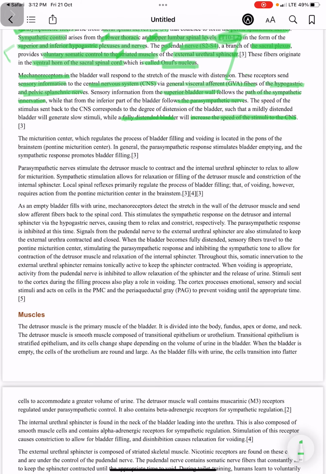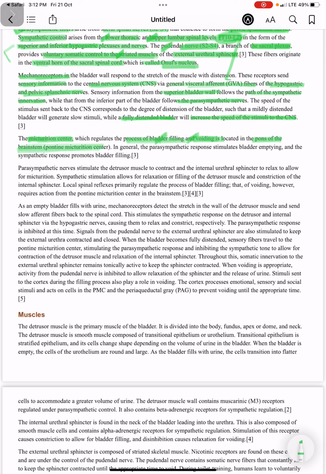The micturition center, which regulates the process of bladder filling and voiding, is located in the pons of the brainstem. So where is the micturition center? It is located in the pons of the brainstem. It is the pontine micturition center.